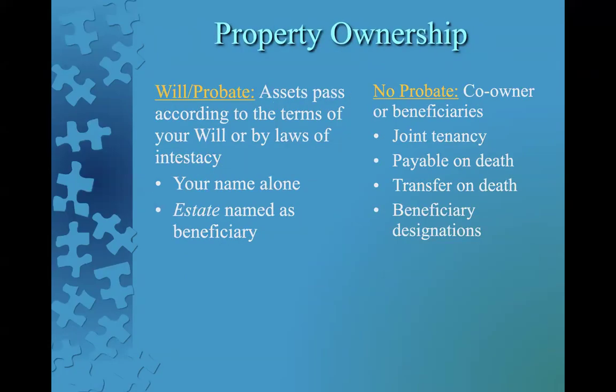So how does it wind up in probate? Well, as I mentioned, if you die with an asset titled solely in your name, or if you've named your estate as the beneficiary, then those assets have to go through probate. So you can avoid probate in a number of ways. One is through joint tenancy. So joint tenancy is where you own property jointly with another individual or individuals.